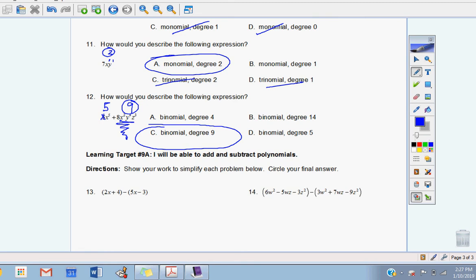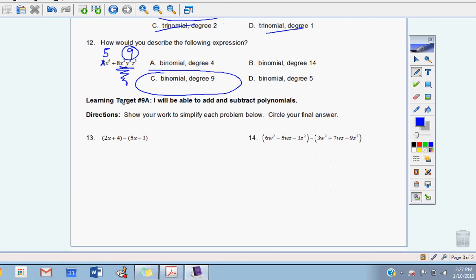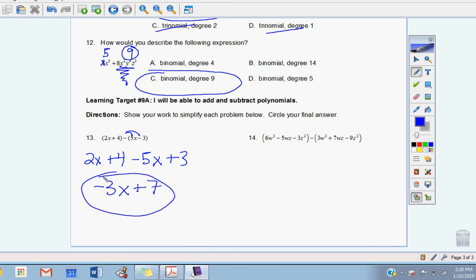All right, and then just a couple of problems to see how the distributing the negative is working here. We bring this through. So we have 2x plus 4, that stays exactly the same, minus 5x, and then plus 3. 2x minus 5x is negative 3x. Positive 4, positive 3 is plus 7. So that's as far as we can go on that one.